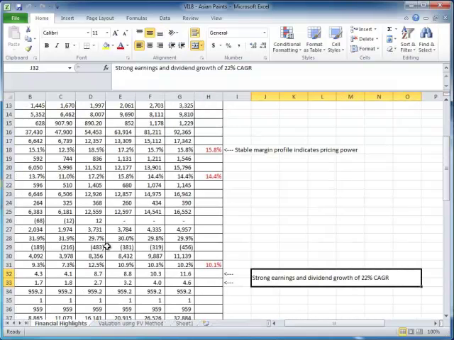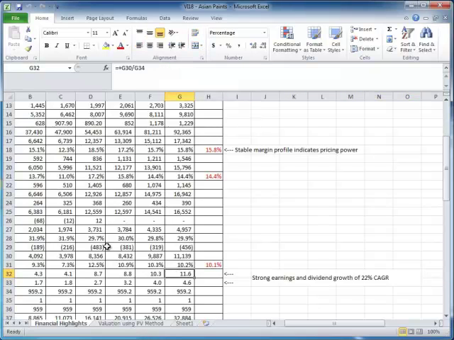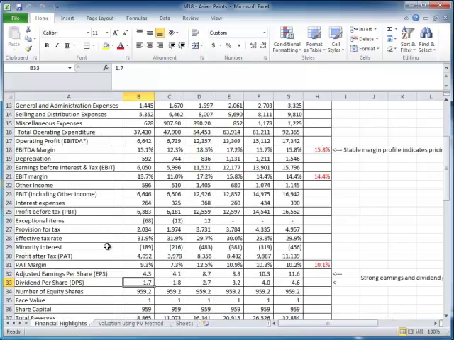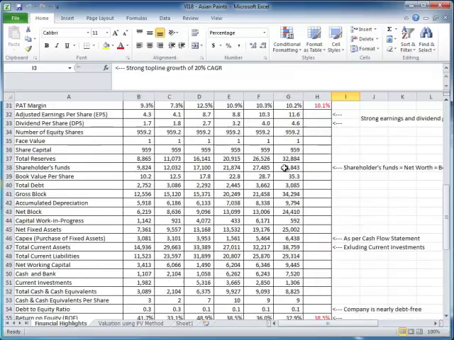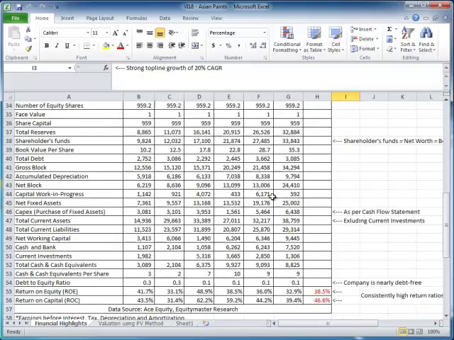And what we noted here is that we have fairly strong earnings and dividend growth of around 22%, right? So that's very good. That means earnings and dividends are growing at around 22% a year. And this is in line with our top line growth of 20%, right? So sales are also growing by about the same number that earnings and dividends are growing. A little bit slower, but still both very, very similar to one another.